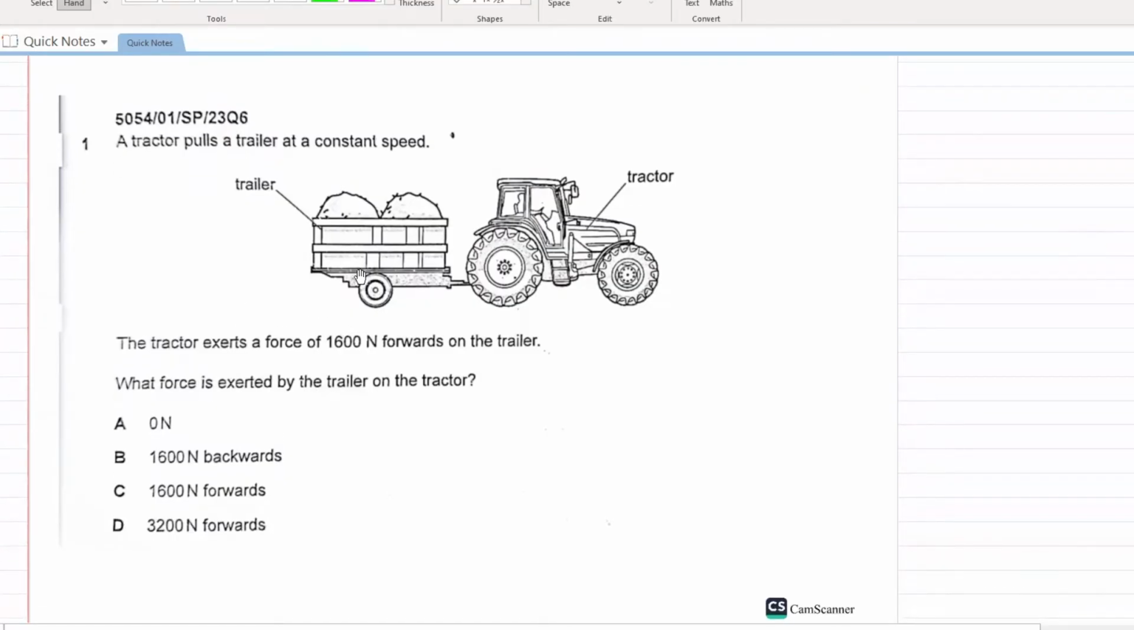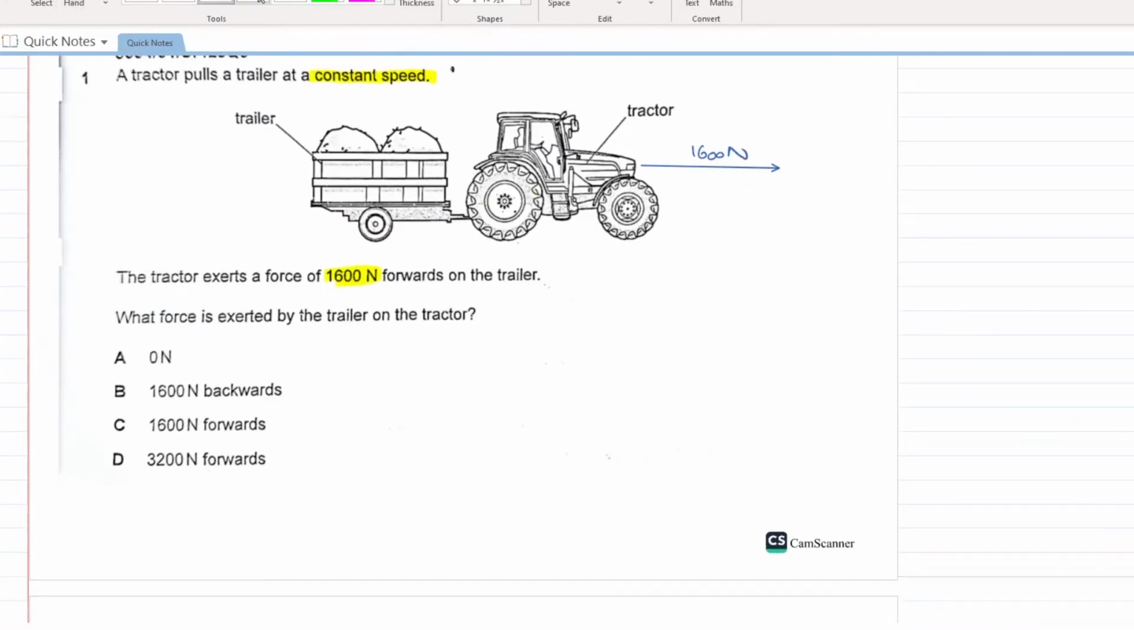A tractor pulls a trailer at constant speed. Okay, so this tractor is pulling a trailer at constant speed. The tractor exerts a force of 1600 Newton forwards. So there is a 1600 Newton force in the forward direction and you are moving at constant speed. What force is exerted by the trailer on the tractor? So basically we have to calculate how much force is exerted on the backside to have a constant speed.